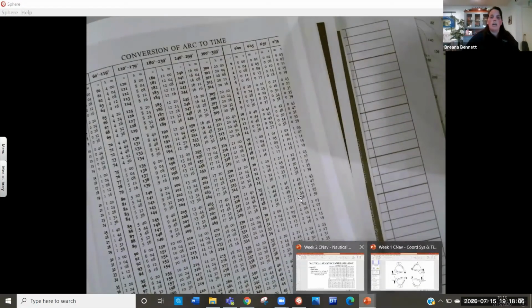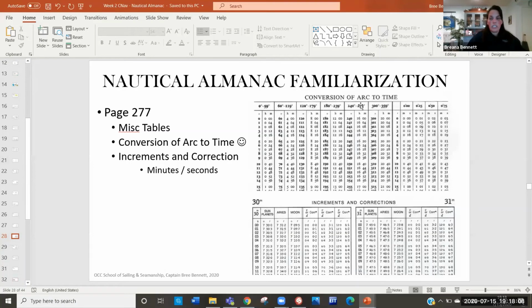Okay, back to here. The conversion of arc to time table. We're going to be using that one a lot for our sunrise and sunset times. And then we have our increments table, and that's our corrections for when things don't happen at the top of the hour, like they are on the daily pages.